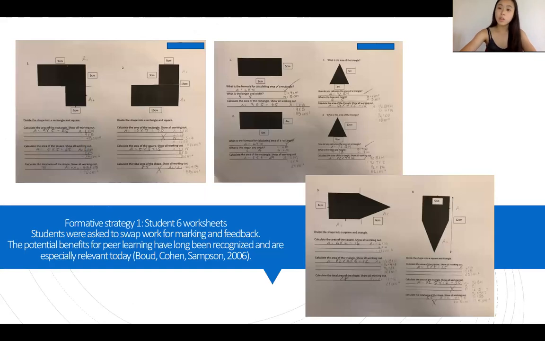So for my formative strategy, I had given them 2 worksheets. So this is my first one and this is my second one, to test the students' progress from the learning experience.